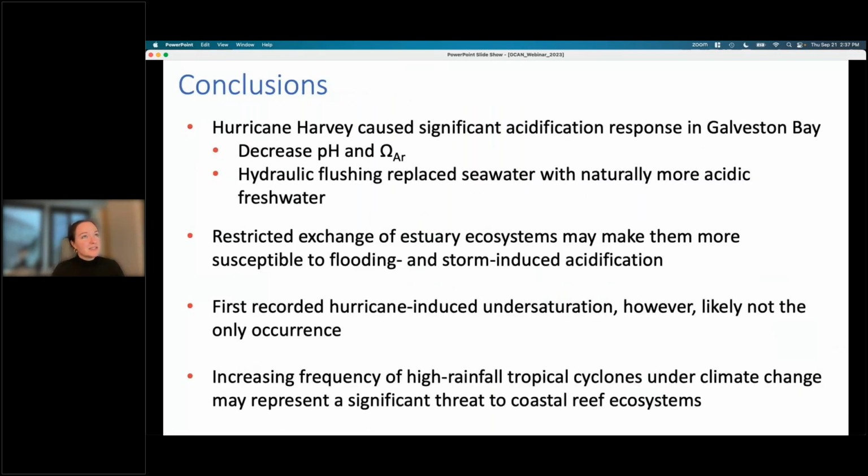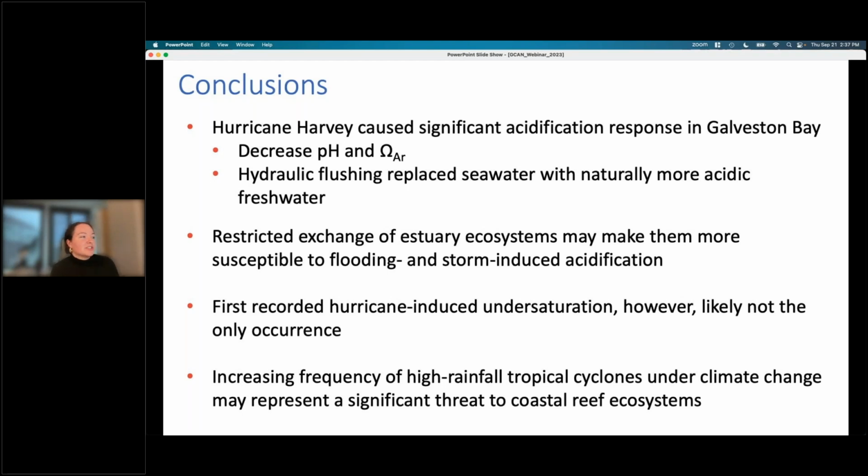So to summarize the points that I have made in this paper, Hurricane Harvey caused a significant acidification response in Galveston Bay that decreased not only pH, but also the saturation state with respect to aragonite, leading to entirely undersaturated waters across the bay for more than 3 weeks. This acidification response is primarily in response to the hydraulic flushing that replaced seawater with naturally more acidic freshwater or rainwater in the bay ecosystem.